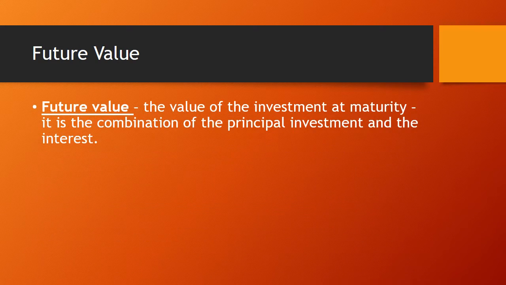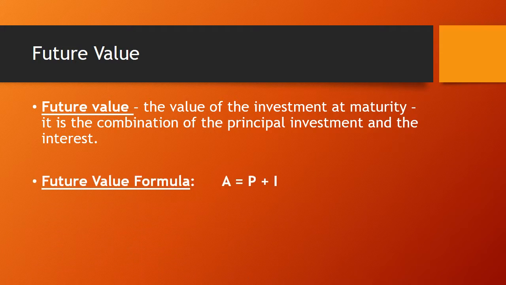The future value is the value of the investment at maturity. It's the combination of principal and interest. To get our formula, we start with that basic idea. The amount is principal plus interest. And then we replace interest with principal times rate times time, because that is the simple interest formula.